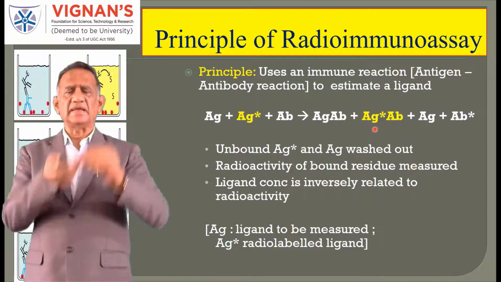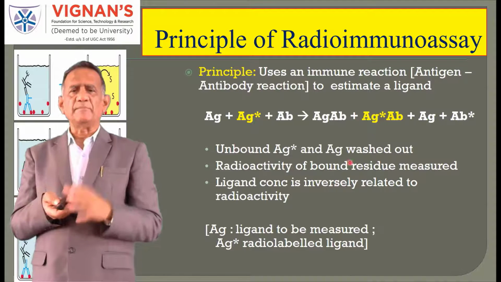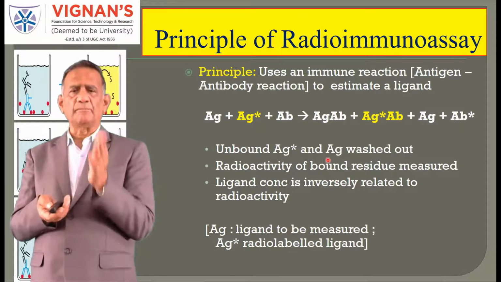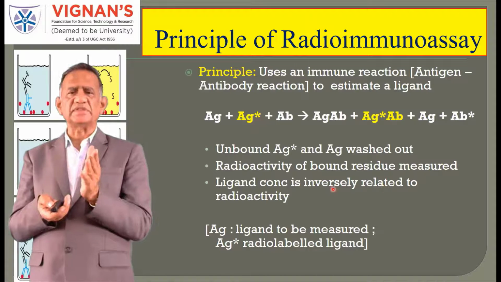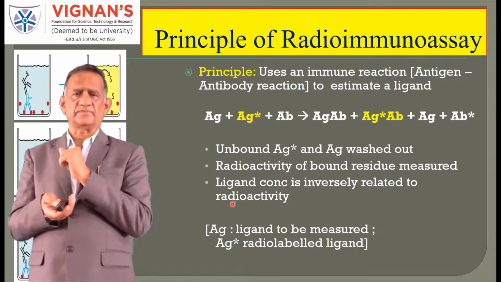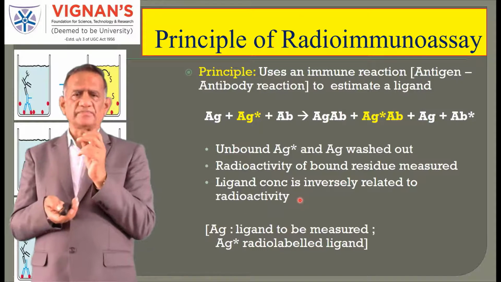Here again an inverse relationship comes, as I will let you know, like competitive ELISA. Unbound antigen and antibody are washed away. Radioactivity of the bound residue alone will be measured. Ligand concentration is inversely related to the radioactivity. So that is what we have to understand here.